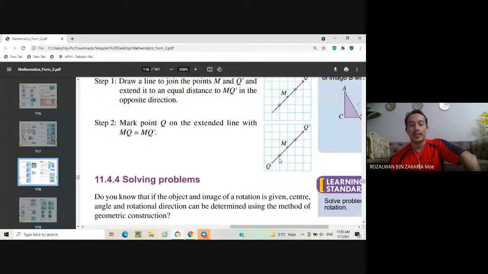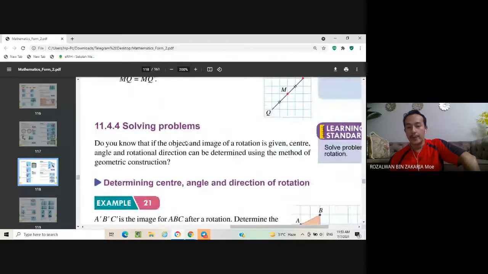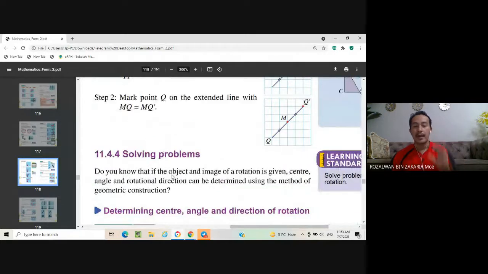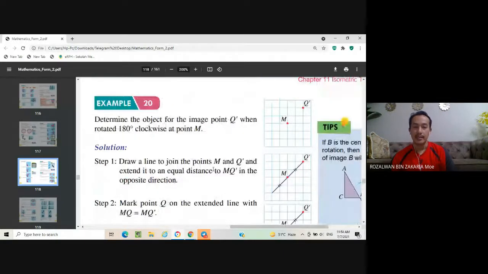Okay, we go to the subtopic 11.4.4 solving problem. Do you know if the object and image of a rotation is given, the center, angle, and rotational direction can be determined using the method of geometric construction. Okay, so how to do this one? All right. This one we will learn later. So for today's lesson, I will stop at example 20.